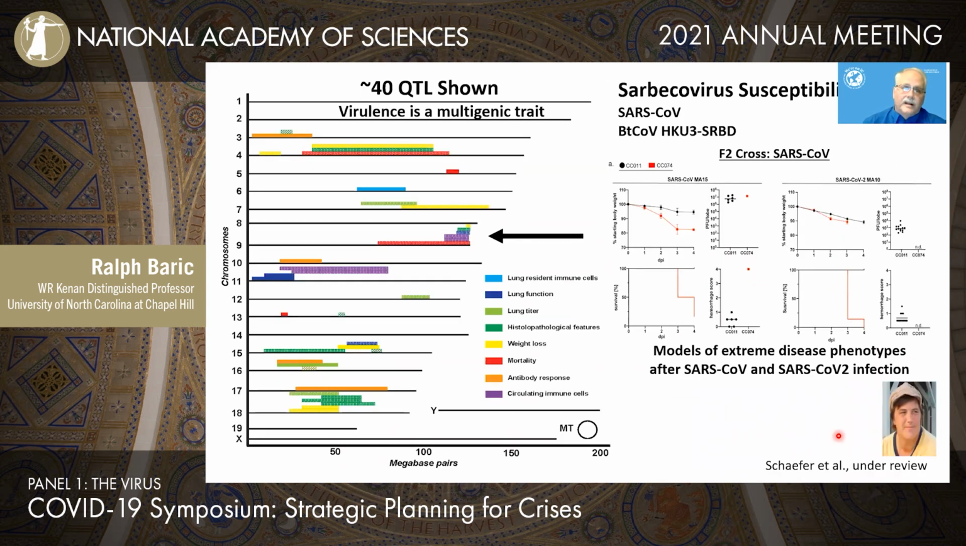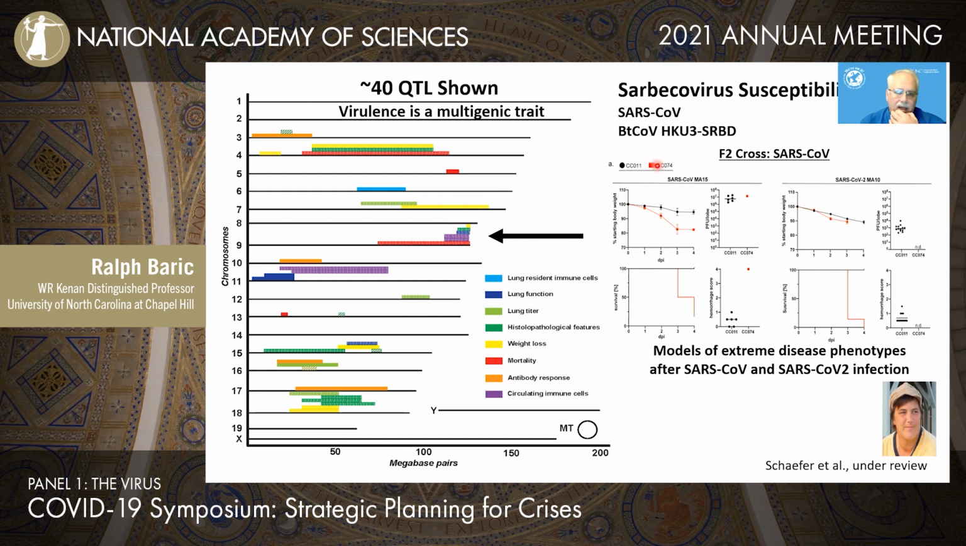This summarizes the current quantitative trait loci susceptibility map of SARS coronaviruses, which includes primarily SARS coronavirus and a clade 2 bat HKU3 coronavirus. Notice that we have susceptibility loci that regulate resident lung immune cells, lung function, lung titer, histopathology features, weight loss, mortality, antibody response, and circulating immune cells. But I want you to focus on this one multi-trait locus here on chromosome 9.